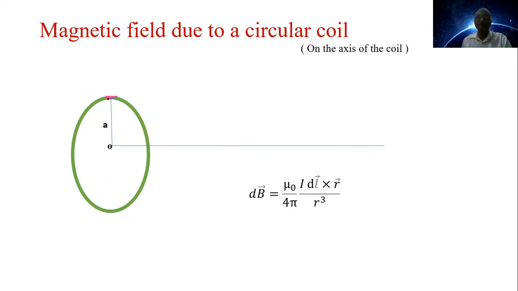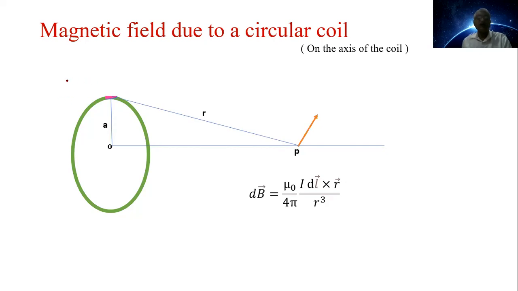Consider the small current length element here. Consider this small current length element that we can show here by the pink line. This is the small current length element, and we have to find the magnetic induction at point P, that is on the axis of the coil. This is the circular coil. Now this point P is at a distance r from this current element.